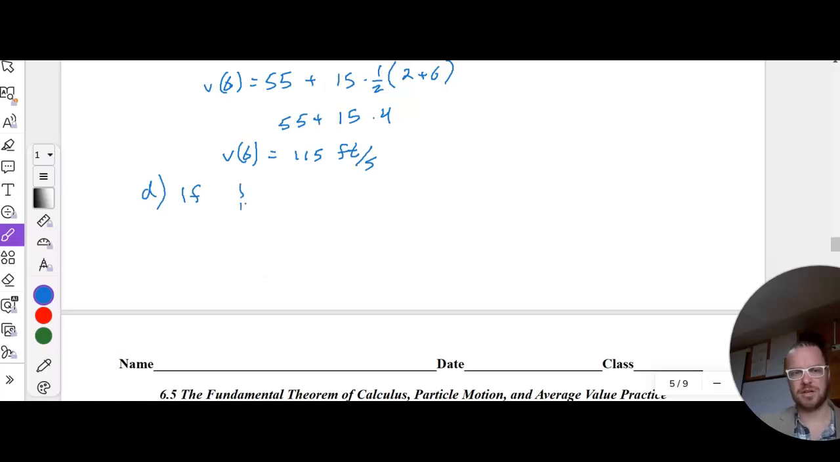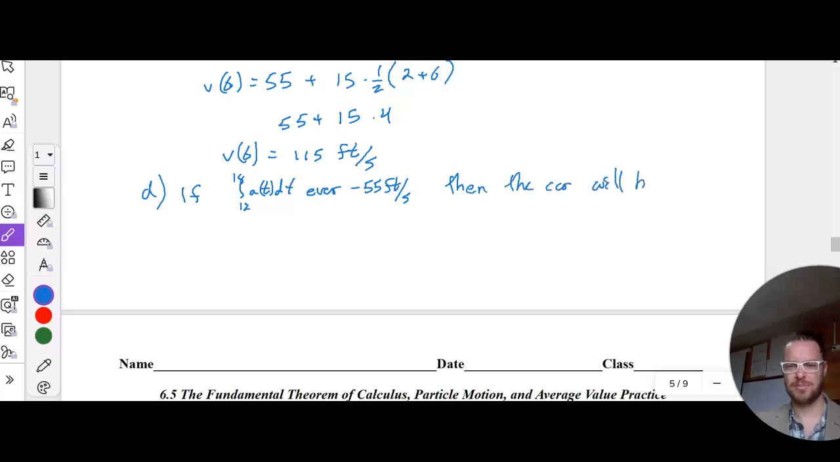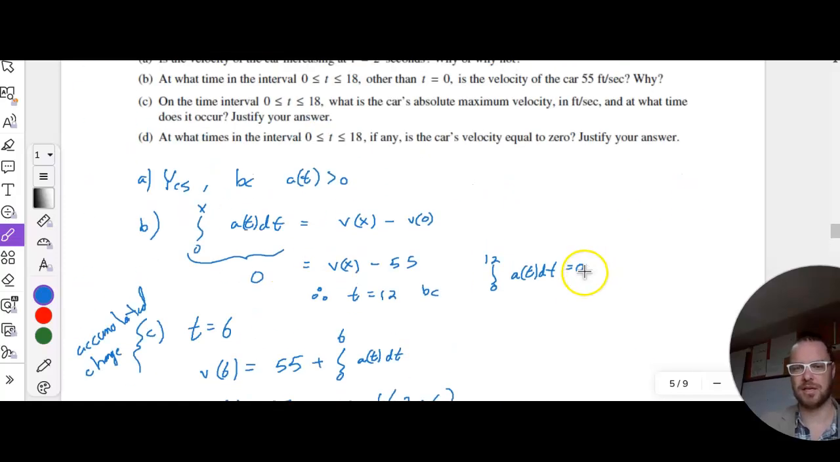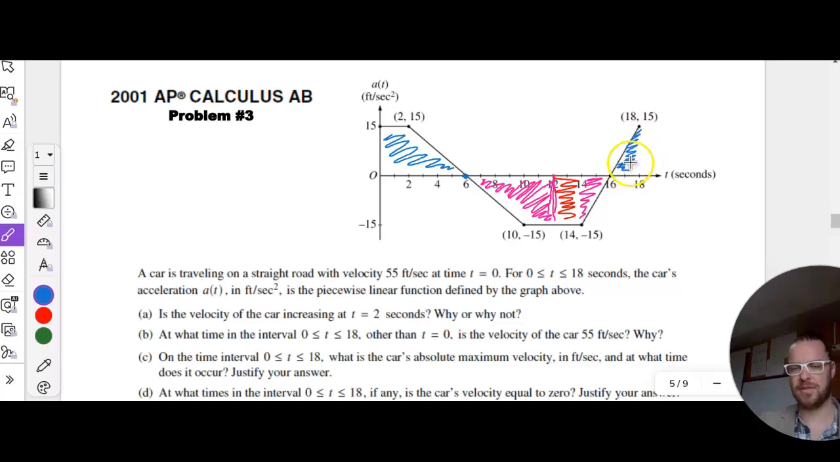So if the integral from 12 to 18 of a(t) dt is ever negative 55 feet per second, then the car will be at velocity 0. All right, so that means that all we need to do now is work out what that integral is from 12 to 18. And in this case, we're going to have that parallelogram and then this triangle.